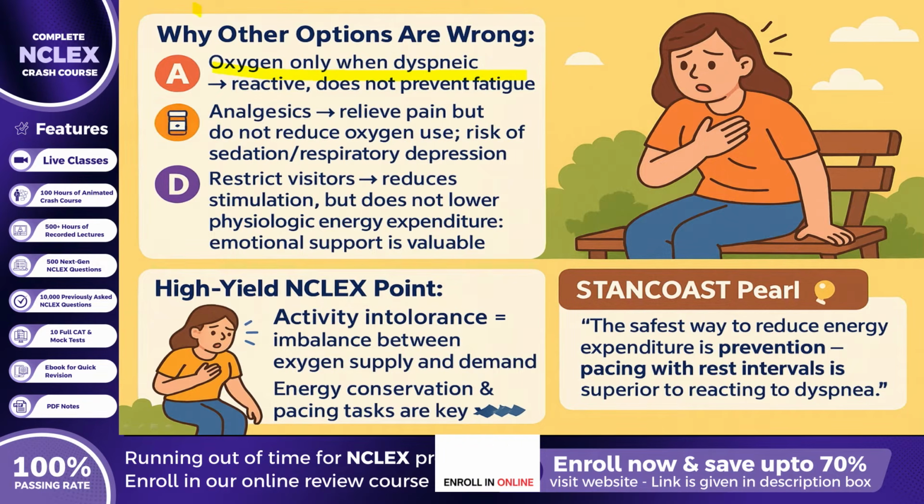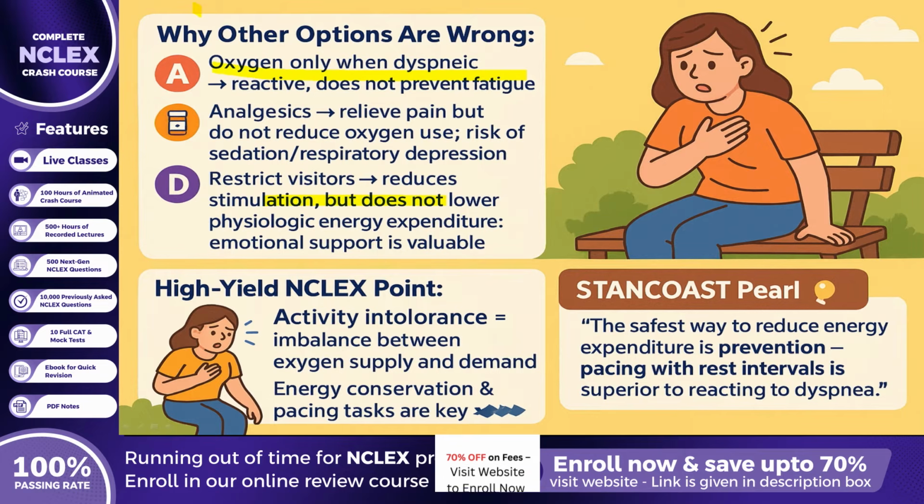In fact, some analgesics may further impair tolerance through sedation or respiratory depression. Option D, limiting visitors, may reduce stimulation, but does not directly address physiologic oxygen use. And emotional support from family is often beneficial for recovery. Clinically, the most effective approach is prevention rather than reaction. Pacing tasks reduces fatigue before it happens, while reactive oxygen use or visitor limits only address secondary concerns.